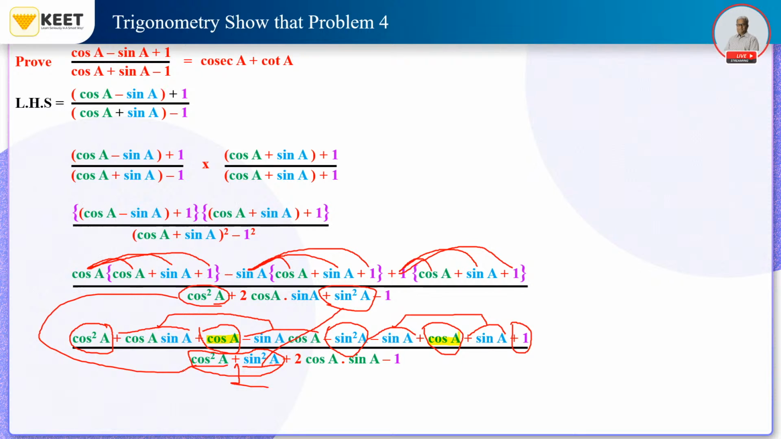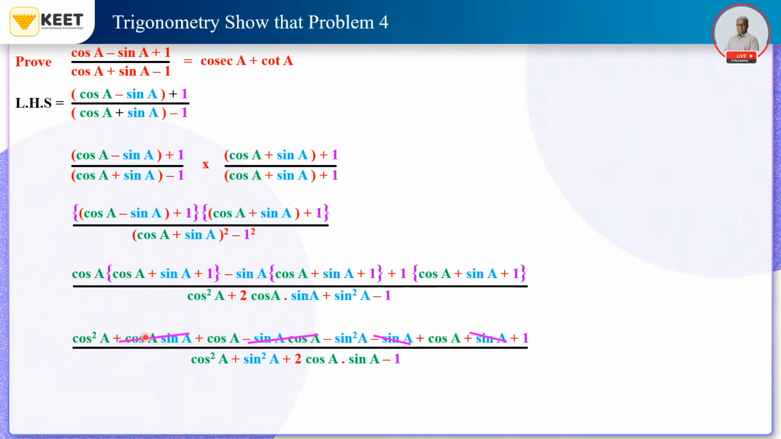Fine. So now these are the changes going to happen. So be careful. So what is going to happen? Cos square A will remain as it is. Sin square A will remain as it is. Then this term will get cancelled. So see what is getting cancelled and what not. These are the cancelling effect. Cos A sin A, sin A cos A. Same terms with opposite sign cancelled. Then this we have minus sin A plus sin A cancelled. So what remains is now cos square A, cos A, minus sin A cos A, again plus 1.